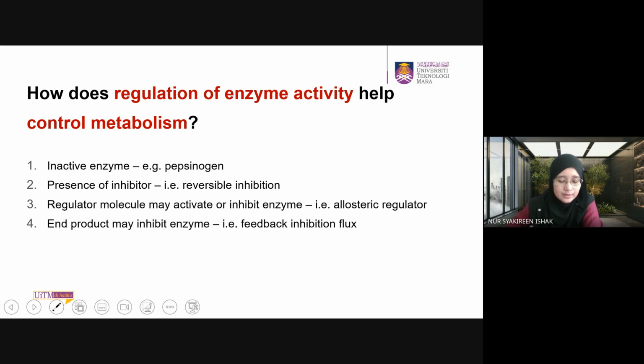For example, we have the first one: inactive enzymes such as pepsinogen. So the enzyme here is pepsinogen. Pepsinogen is the inactive form of enzymes. Pepsinogen is the inactive form of the enzyme pepsin. So we know that pepsin is the enzyme that is used to digest protein in your stomach.